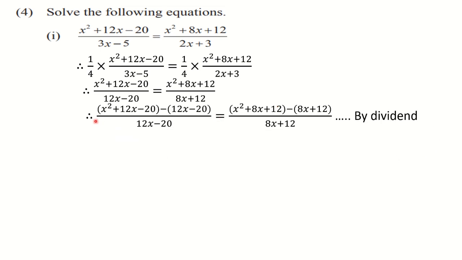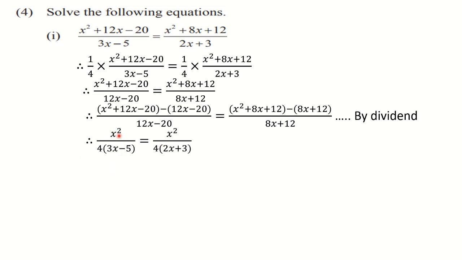So by dividendo, this is numerator minus denominator upon denominator as it is. Same thing here. So plus 12x and minus 12x will get cancelled. Minus 20 and minus into minus, plus 20, will get cancelled. Similarly here also these two terms will get cancelled. And we get only x square left in the numerator here. And down here, while writing this, again I am taking out 4 common, where I have multiplied, so that I can cancel it from both sides.